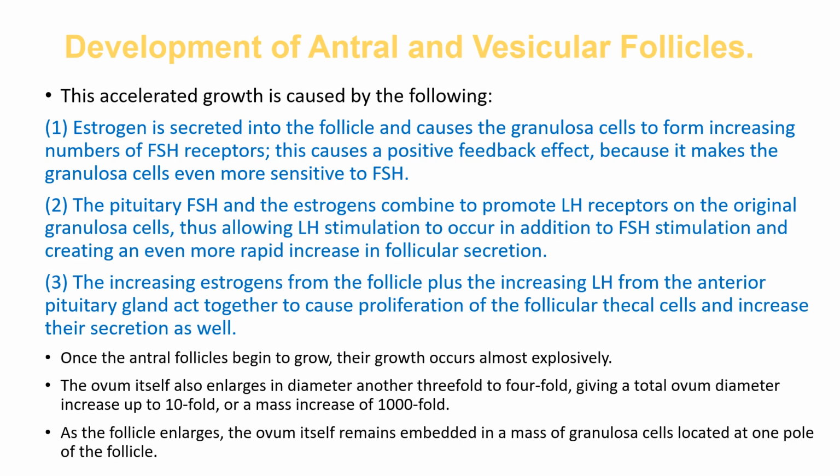3. The increasing estrogens from the follicle plus the increasing LH from the anterior pituitary gland act together to cause proliferation of the follicular thecal cells and increase their secretion as well. Once the antral follicles begin to grow, their growth occurs almost explosively. The ovum itself also enlarges in diameter another threefold to fourfold, giving a total ovum diameter increase up to tenfold, or a mass increase of 1,000-fold. As the follicle enlarges, the ovum itself remains embedded in a mass of granulosa cells located at one pole of the follicle.